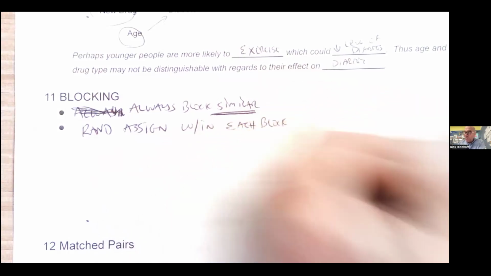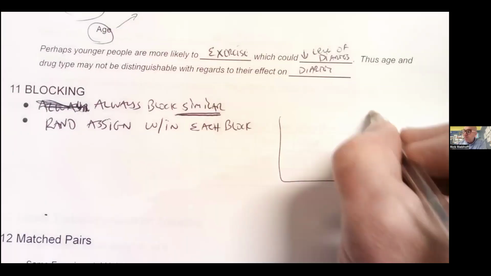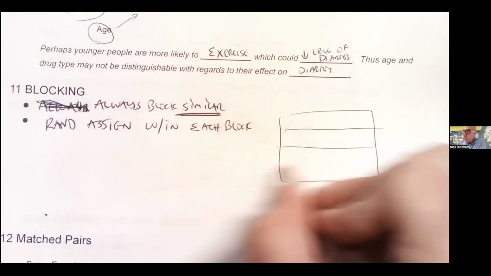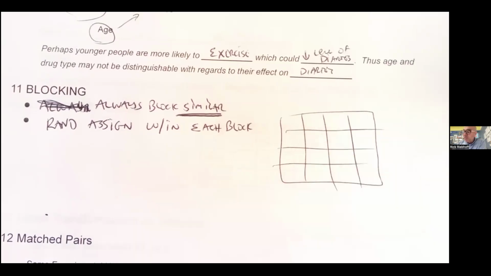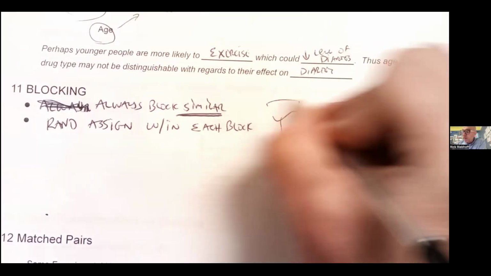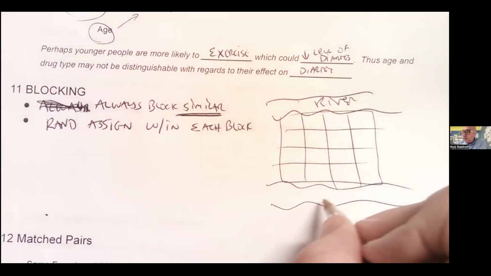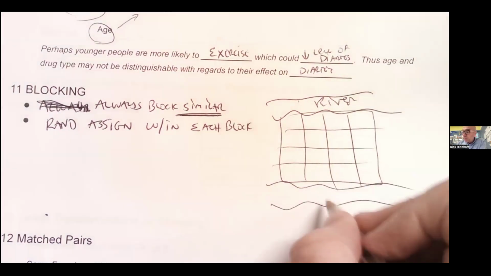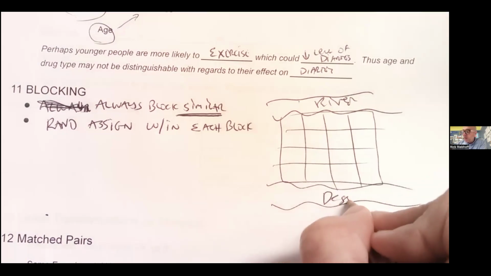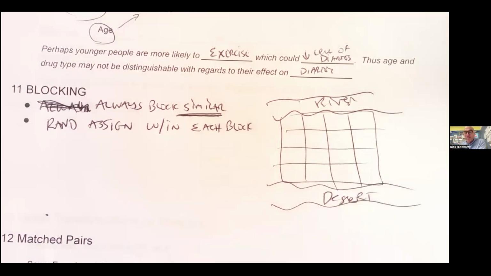Okay, we had a problem on our final exam. It was kind of like this. This one I've seen before too, where we have like 16 plots, right? And there's a river here, and there's a desert here. We're growing plants and we see which ones grow the most, right? Obviously, closer to the river is better than closer to desert.